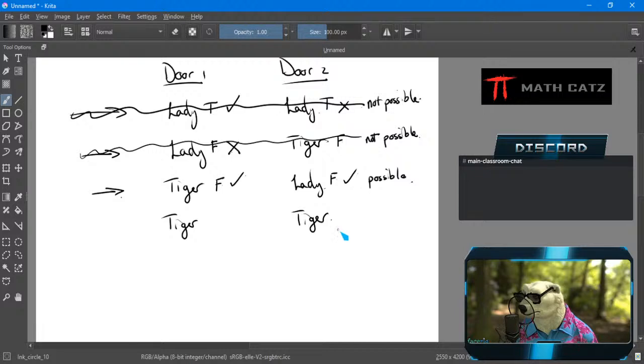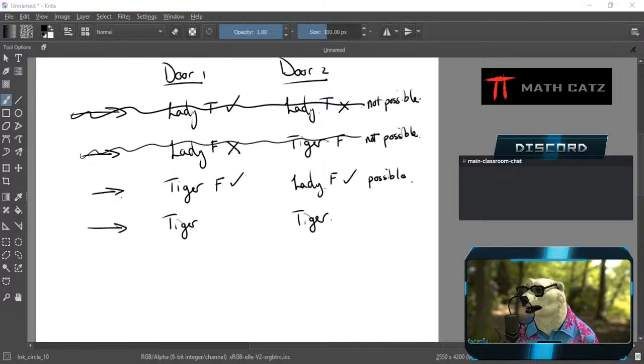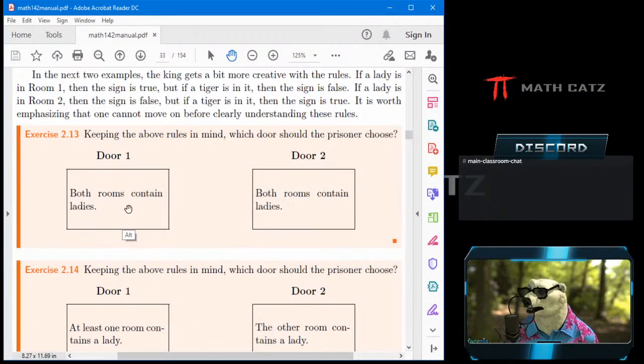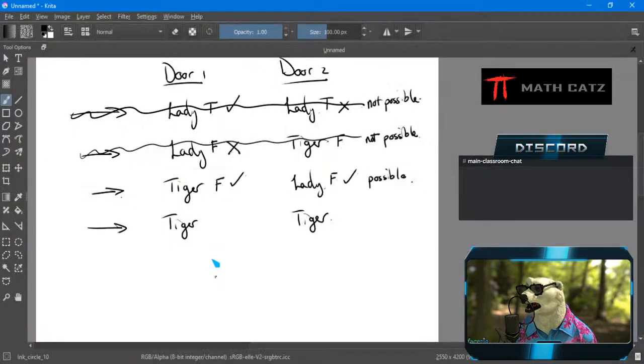Now, for my peace of mind, I know I can stop right there because our questions are well set up, but I'm going to check the other one to eliminate all but one possibility. Tiger Tiger is the last one in my list. Both doors say both rooms contain ladies. That is definitely false for each. They say the exact same thing.